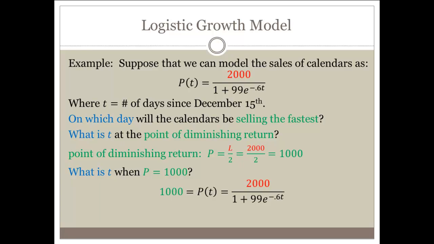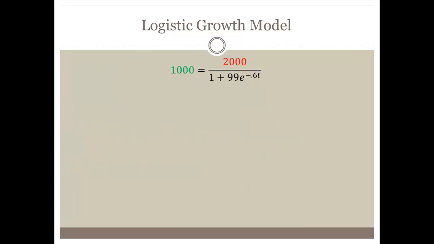On the one hand, we want P to equal 1,000. On the other hand, using our model, P equals 2,000 over 1 plus 99e to the negative 0.6t. So we need to solve the equation 1,000 equals 2,000 over 1 plus 99e to the negative 0.6t. Notice that we have turned our word problem into a strictly algebraic problem.